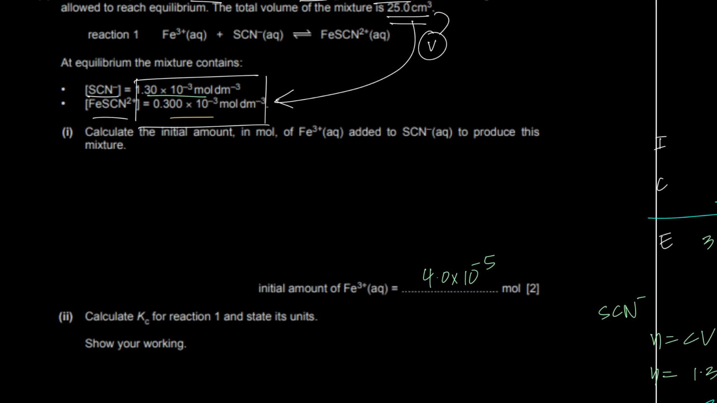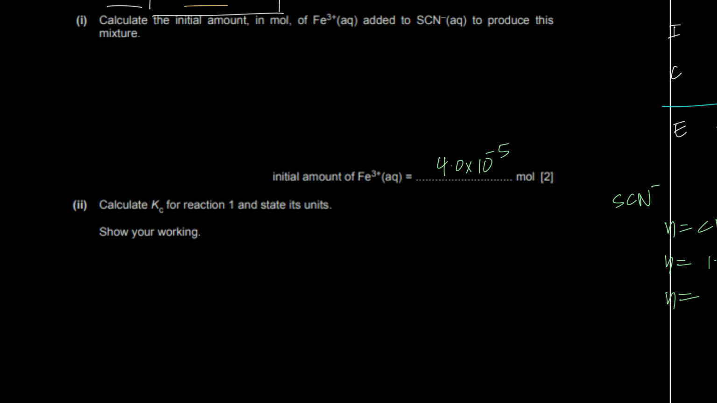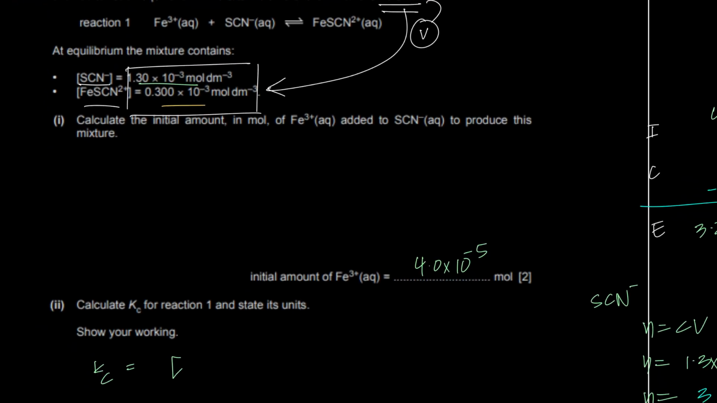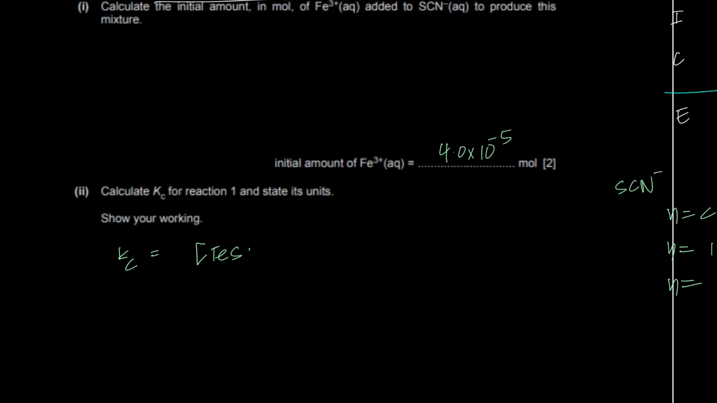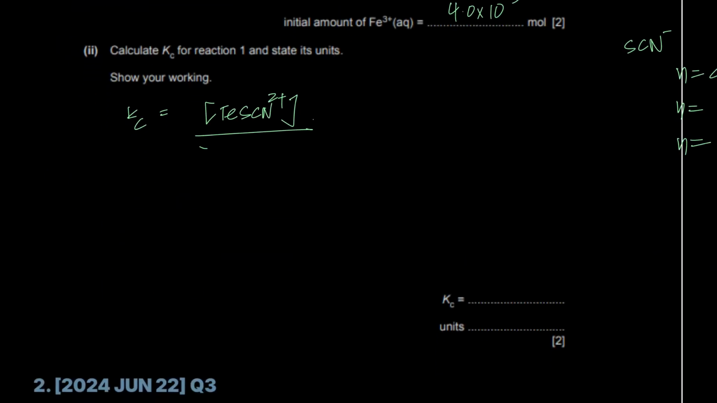Now, calculate Kc for reaction 1 and state its units. So how do you calculate Kc? Kc equals the concentration of FeSCN2+ at equilibrium divided by the concentration of Fe3+ and SCN- at equilibrium. So how do you calculate Kc?